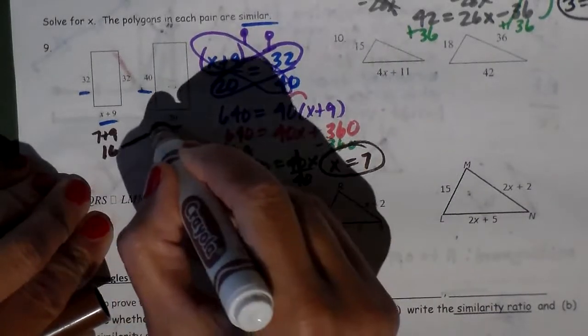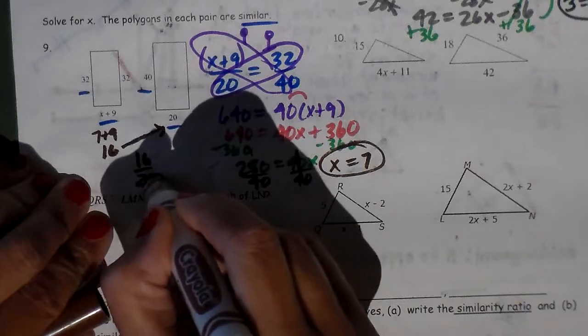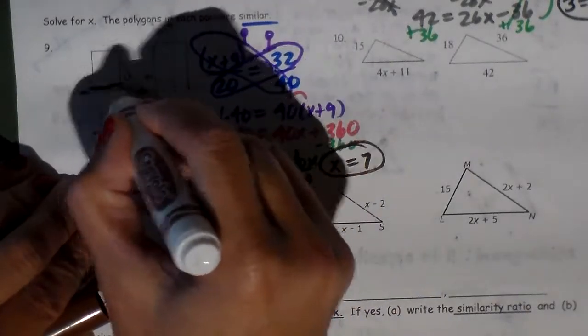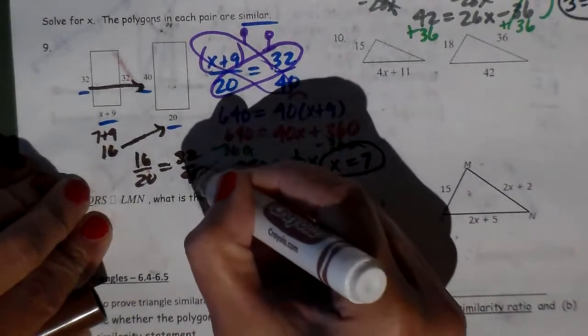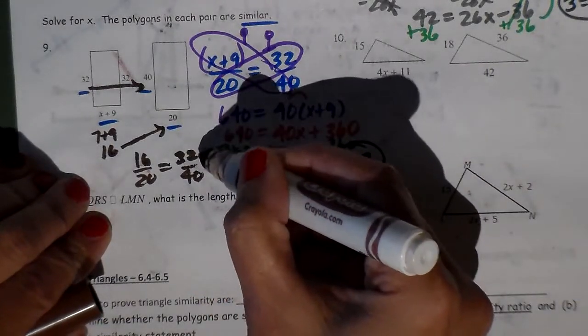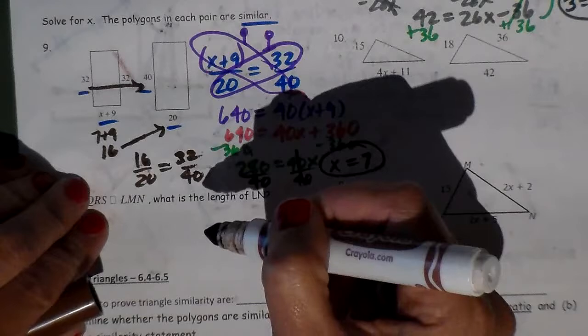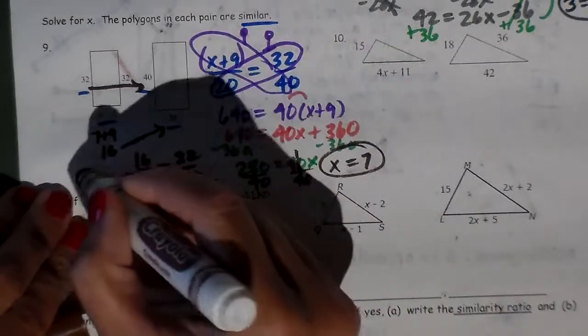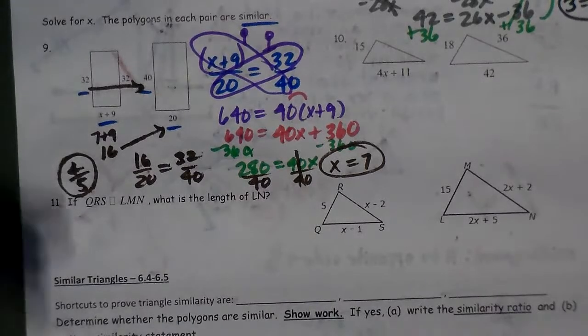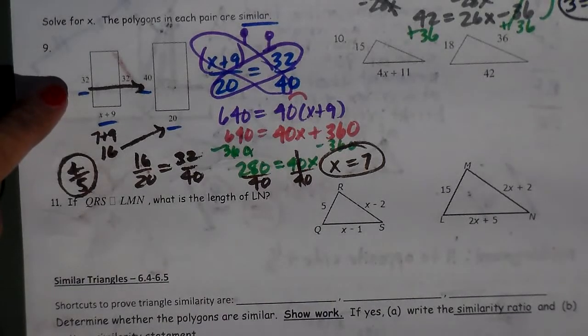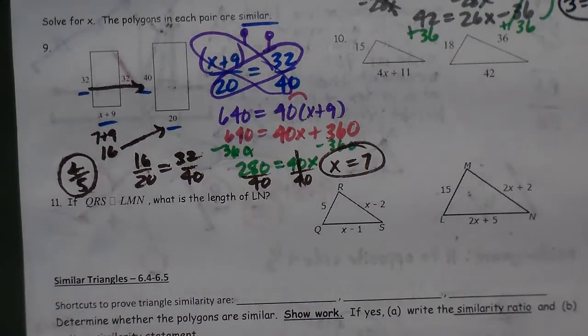16. So does 16 over 20 give us the same ratio as 32 over 40? And if you look at it carefully, it does. 32 over 40 reduces to 16 over 20. They both reduce to 4/5. So that means that the first one is 4/5 of the second one. The scale factor actually would be 5/4.